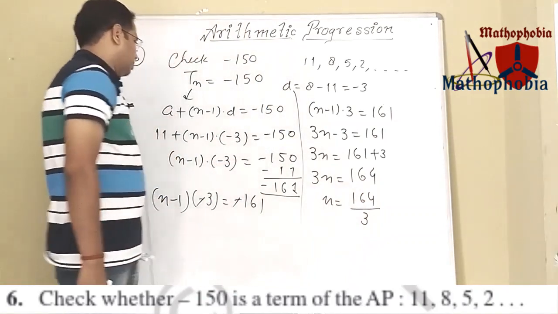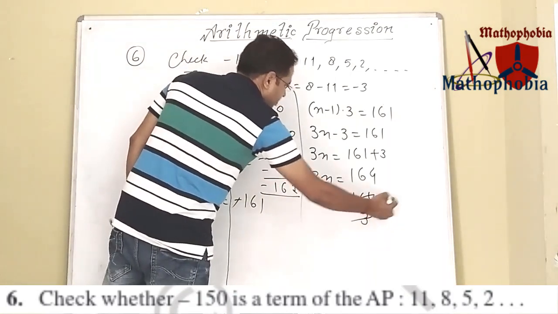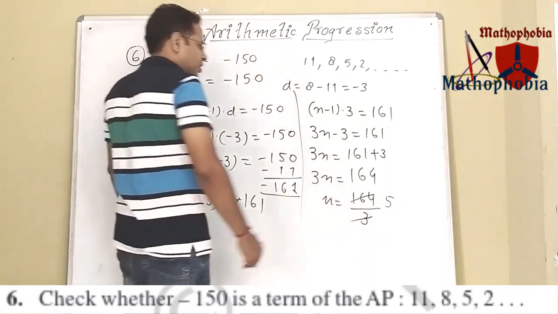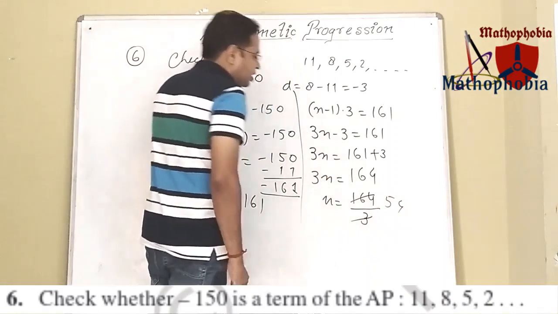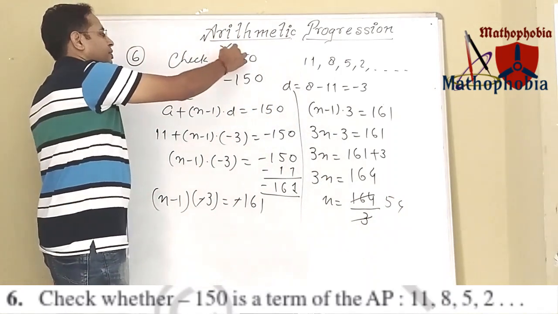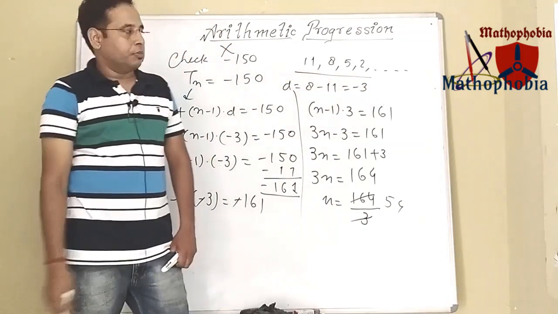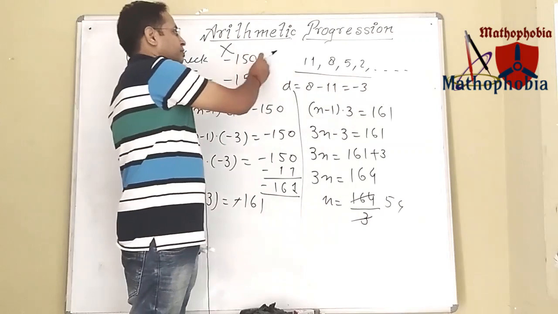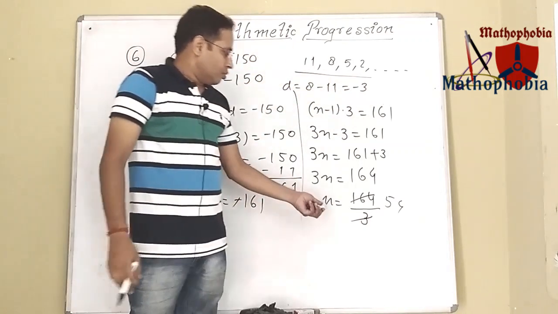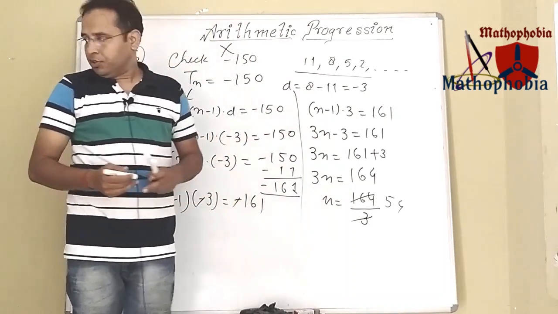Let's see whether it is divisible or not. 3 5s are 15. Then 1 बचा, 3 4s are 12. Since we are not getting a whole number, therefore minus 150 is not the term of this arithmetic progression. I hope it is clear. अगर ये minus 150 इस AP का term होता, तो n की value we would have gotten whole number. Okay, let's move on to the next one.